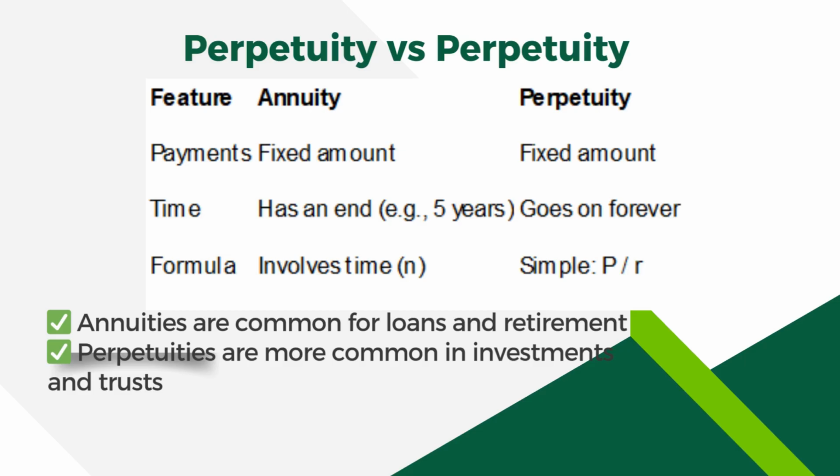Annuities are common for loans and retirement. Perpetuities are more common in investments and trusts. Annuities pros: predictable, great for budgeting. Cons: payments stop eventually. Perpetuities pros: easy to calculate, great for institutions. Cons: not common for individuals. Assumes constant rate forever, not always realistic.